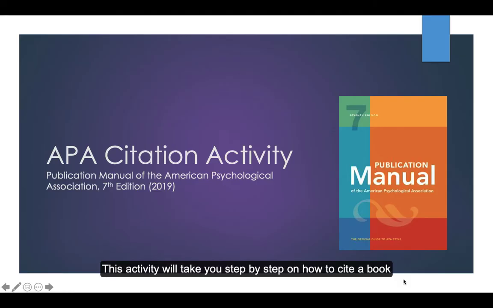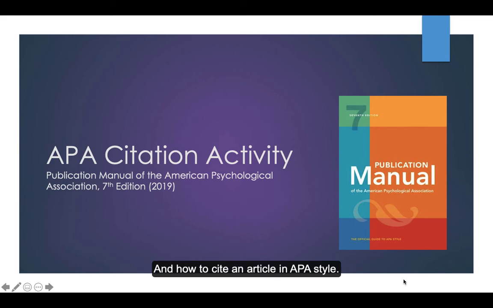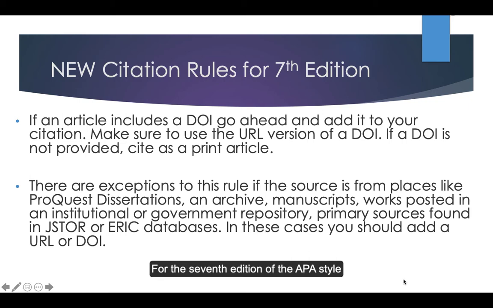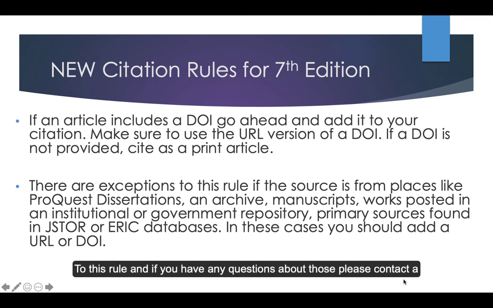This activity will take you step by step on how to cite a book and how to cite an article in APA style. For the 7th edition of the APA style, if an article includes a DOI, which stands for Digital Object Identifier, and can be found in the citation information in a database, go ahead and add it to your citation. Make sure to use the URL version of a DOI. If a DOI is not provided, cite it as a print article. There are a few exceptions to this rule, and if you have any questions about those, please contact a librarian.